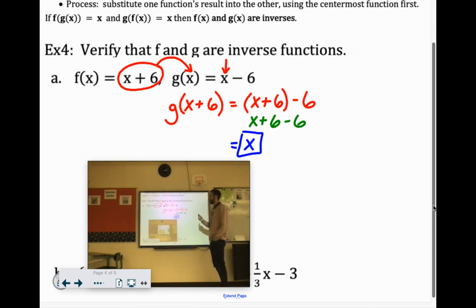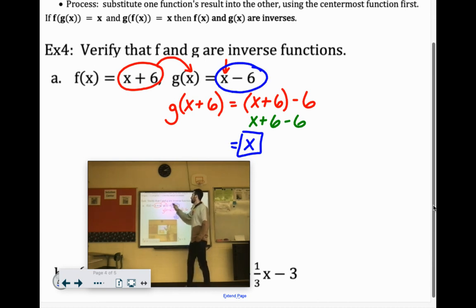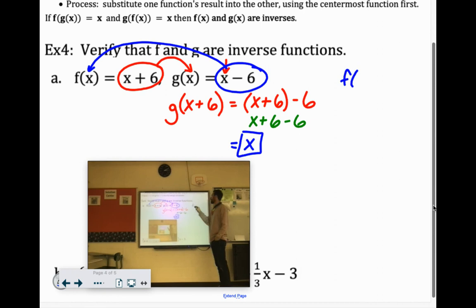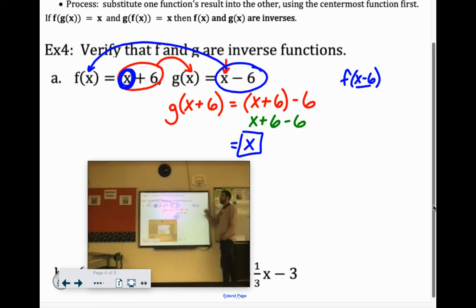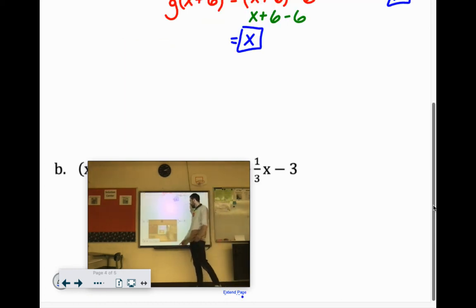Right? It seems wild. Now we could try it the other way. We could take g's equation and plug it into f's equation. So we could say f of x minus 6, and again, it replaces the x in that formula with x minus 6. Cool, so it's x minus 6 plus 6. Which again, the negative 6 plus 6 cancels out, and we're still left with x. Let's try another one.